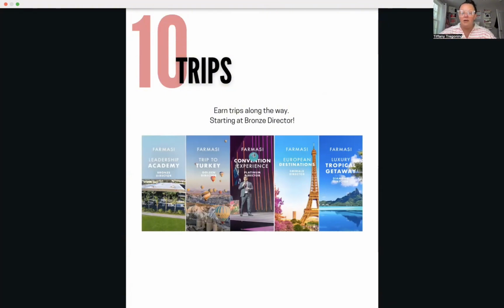Once you get to platinum, you actually get a convention experience. This is when pharmacy will pay for your convention ticket, your hotel, and all the goods while you're at convention. And then it starts going into your Emerald trip, which is a European destination, which can change through the years, up to your diamond trip that is a luxury tropical getaway. Think Bora Bora, like the fancy tropical getaway that you'll get at Diamond Director.